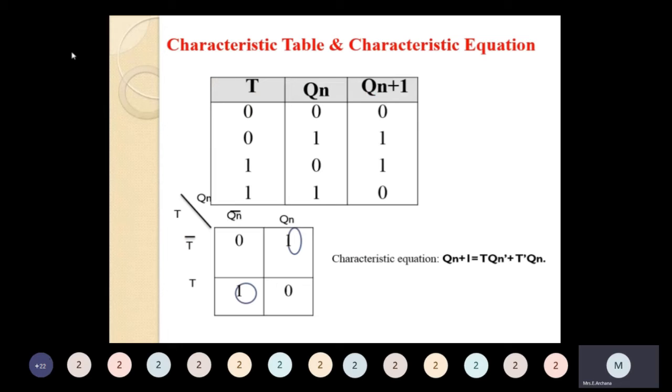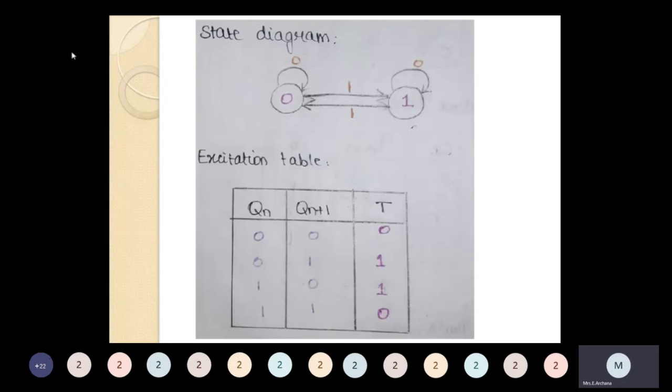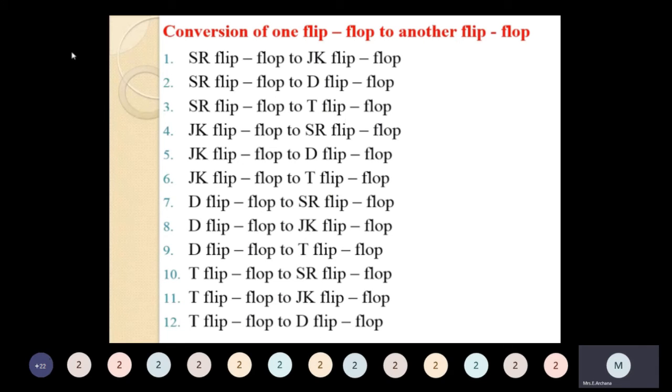When we substitute the next state values in a K-map, by simplification we can get the equation Q(n+1), the next state value, as T Qn' + T' Qn. Then the state diagram and excitation table.